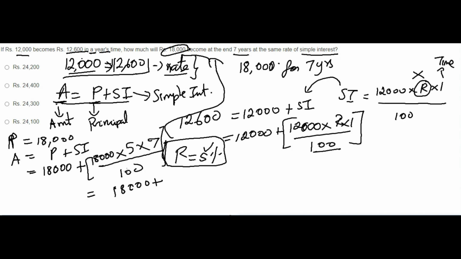18,000 plus, here these two will cancel. 5 of the 35 into 2 automatically gives 6,300. So it is equal to 24,300. That is the final answer. So 24,300, option C, is the final answer.